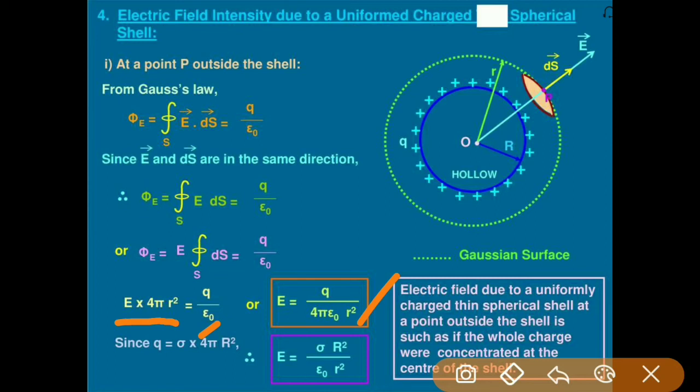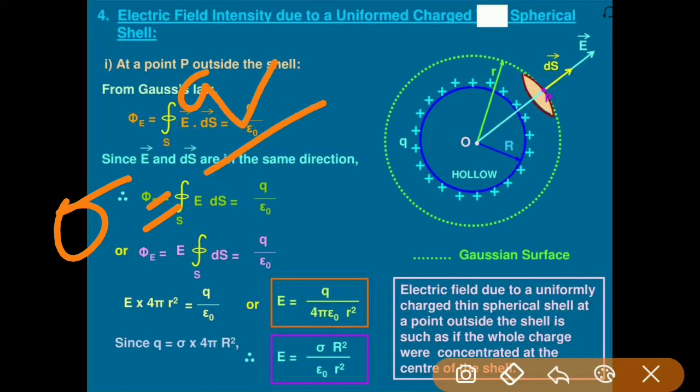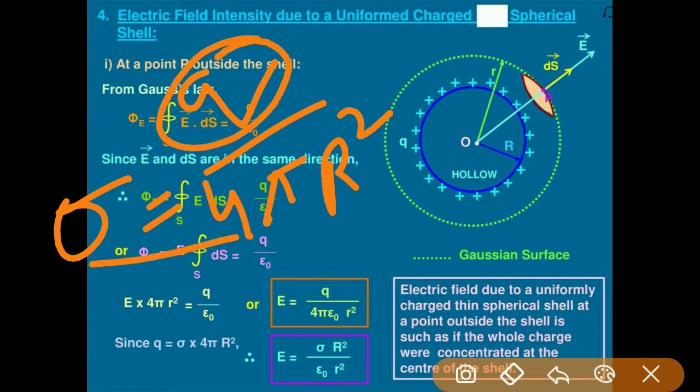But suppose in place of the charge spread on this spherical cell, the surface charge density is given. What is the surface charge density? Surface charge density, denoted by sigma, is the charge per unit area. What is the surface area of this spherical cell? That is 4 pi, and the radius of the conductor is capital R, so 4 pi R square. So in place of q you can put the value sigma into 4 pi R square.